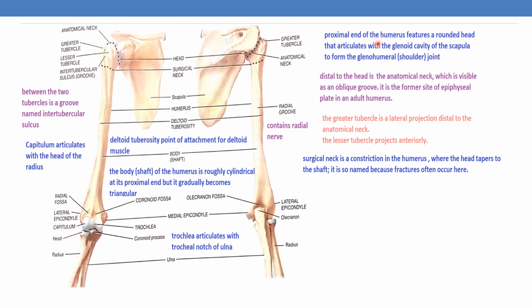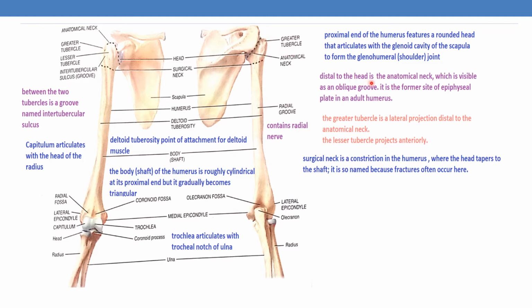The proximal end of the humerus features a rounded head that articulates with the glenoid cavity of the scapula. This is the scapula and this is the glenoid cavity. Here, this is the head of the humerus, which articulates with the glenoid cavity of the scapula to form the glenohumeral joint, which is nothing but the shoulder joint.